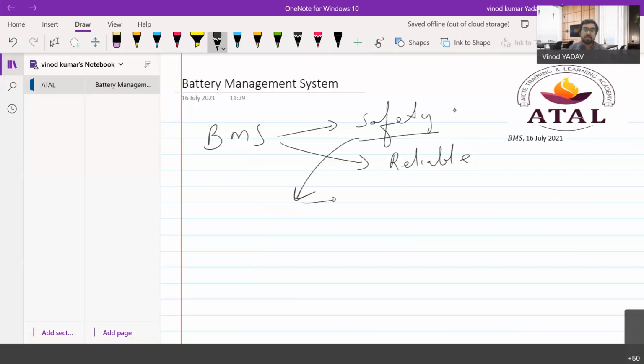Then again, there is a thermal runaway problem when the battery reaches above the ambient temperature scale. So what happens? Thermal runaway is there. So the battery management system looks for all the fault conditions and makes the system more reliable. When all the faulty conditions are cross-checked, obviously the system will be reliable. The life cycle of the battery will be increased. So these are the two basic functions: safety and making the system reliable.